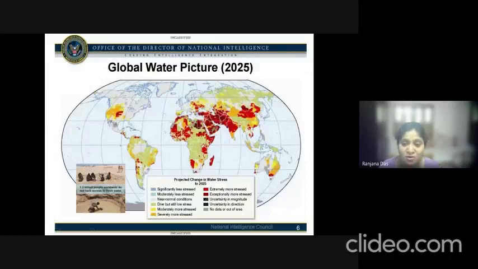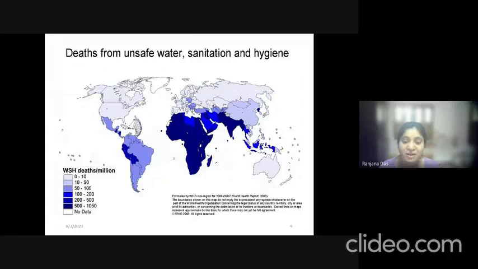Now, how is this water stress affecting us? This water stress has a big impact on our health also. This statistical figure shows how deaths are related to unsafe water consumption. And obviously you can see that for India the scenario is very critical. As per the WHO, about 500 to 1050 people per million are dying due to consumption of unsafe water. So the situation for India is very critical.